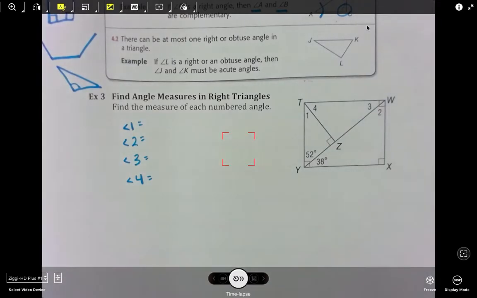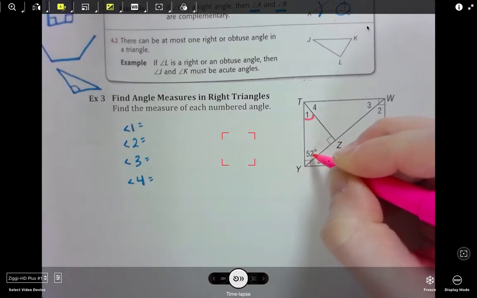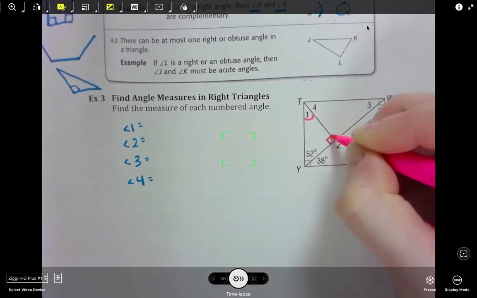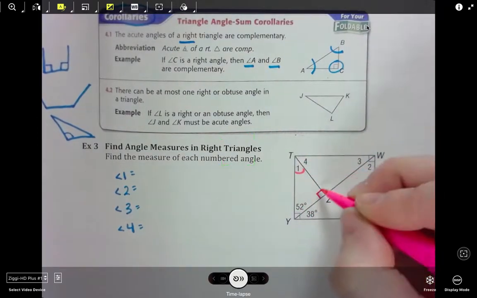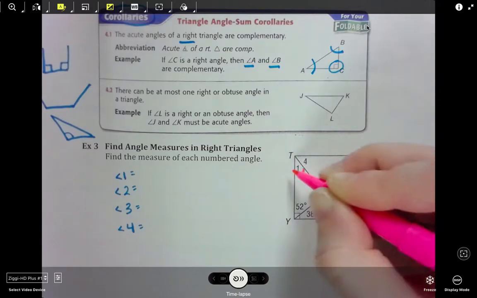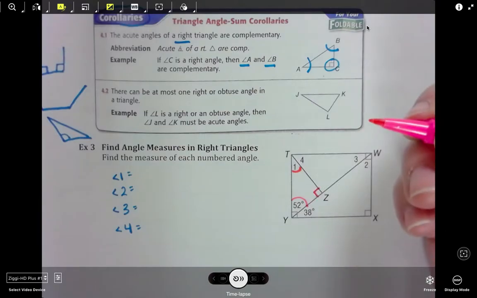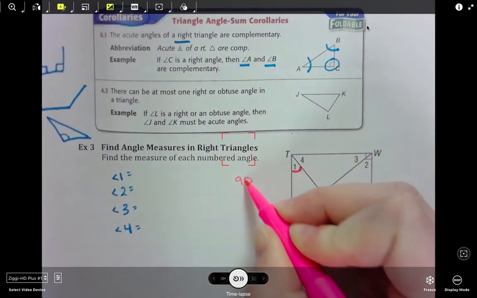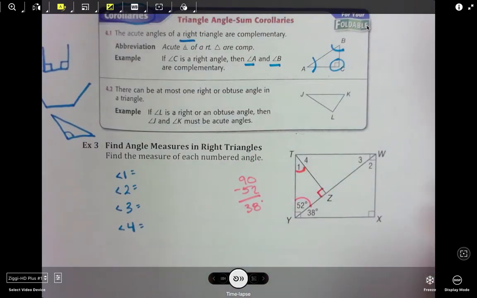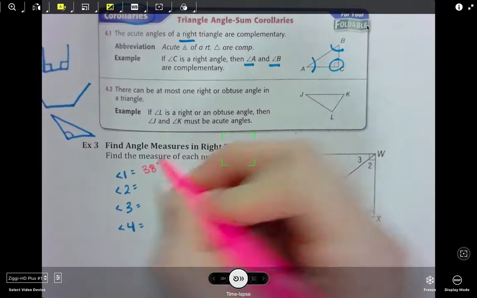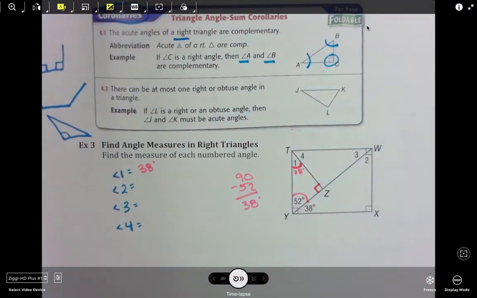I am going to start with angle 1, I guess. Let's look at angle 1 over here. 52 is this angle down here in the corner, but I know that this is a right triangle, and up here it said that the acute angles of a right triangle are complementary. So if this is 90 degrees, and the whole triangle adds up to be 180 degrees, then 52 plus whatever angle 1 is has to be the other 90, right? So I can just do 90 minus 52, and that is 38, I think. Check and make sure that that's right. I'm pretty sure it is. 38 degrees is what angle 1 will be, so I'm going to label it 38 degrees.